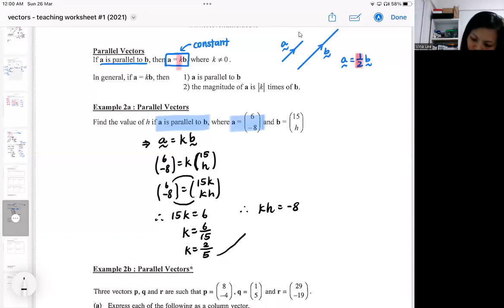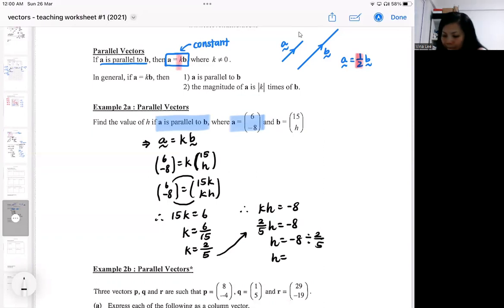Then you do a little bit like a simultaneous equation. So you answer the question. While you answer the question, you also find the K, which essentially is part of the working. So when vectors are parallel, you need to have a constant to account for the difference in length. That's because they need not share the same length. They just need to have the same direction.